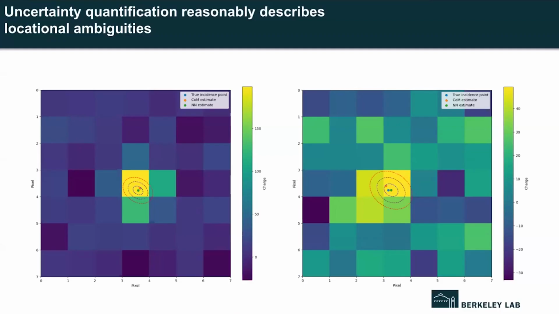And accordingly, the uncertainty contours, where I'm showing 1, 2, and 3 standard deviations of a Gaussian distribution of where the neural network thinks the electron is, are fairly small and fairly tight. Whereas on the right, where there's more noise, and perhaps more ambiguity in where the electron actually hit, the uncertainty contours are a bit larger.